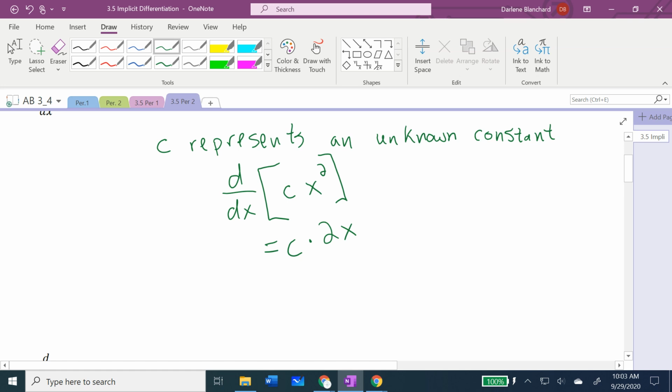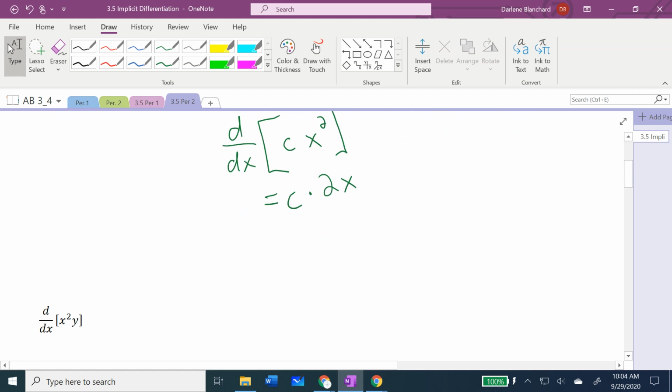But if C is representing a variable, when it represents a variable, that means there's an entire set of numbers that you are going to go through and plug in and get different values out. So there's a big difference. An unknown constant means you just don't know what it is, but it is just a number. You just happen to not know it yet.